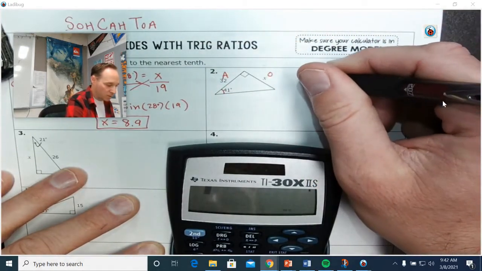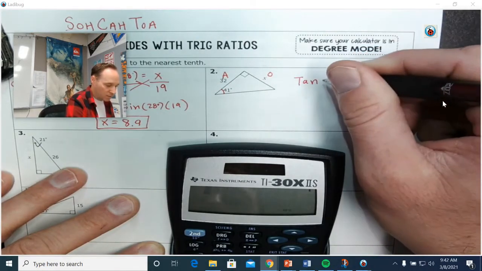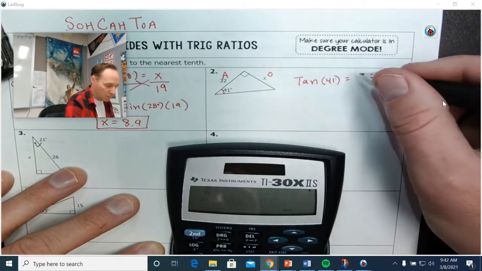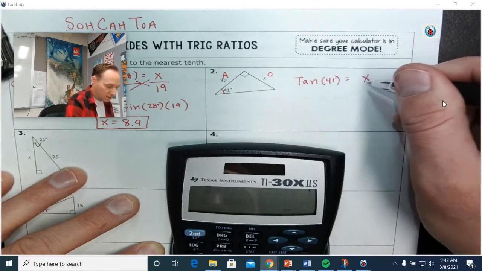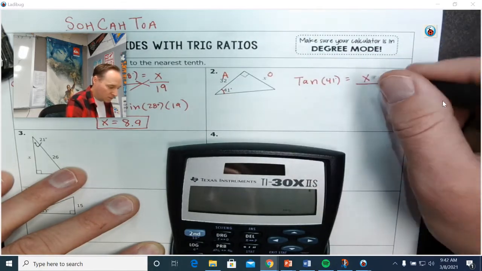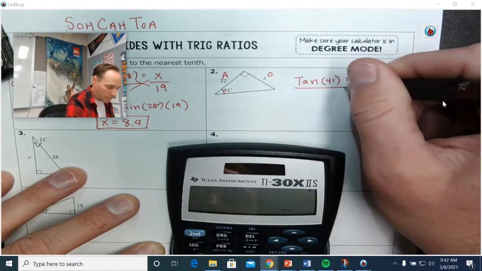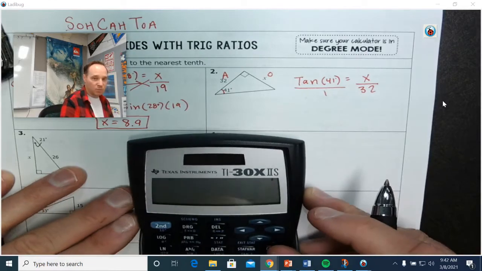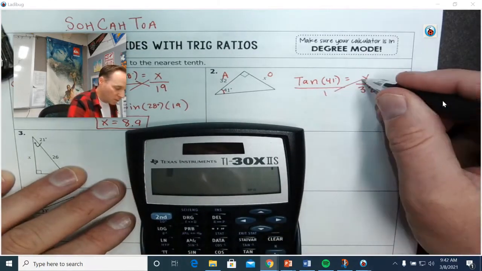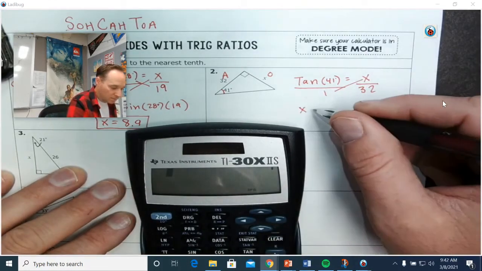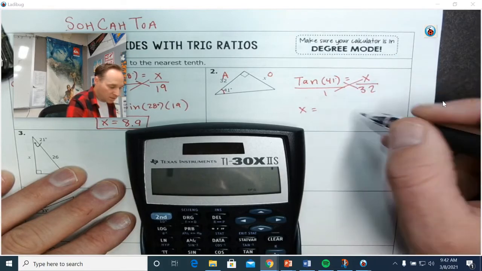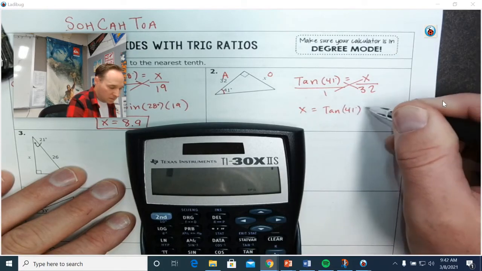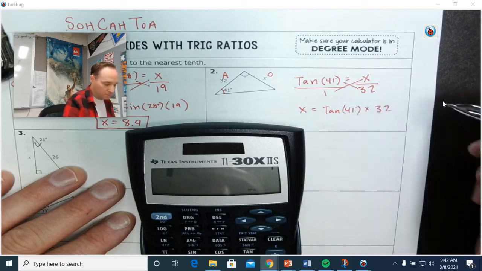So let's write our proportion. Tangent of our reference angle, 41 degrees, is equal to opposite, which is x, over adjacent, which is 32. Write our proportion, and now we can cross multiply and solve. 1 times x gives us x. Tangent of 41 times 32 gives us tangent of 41 degrees times 32.